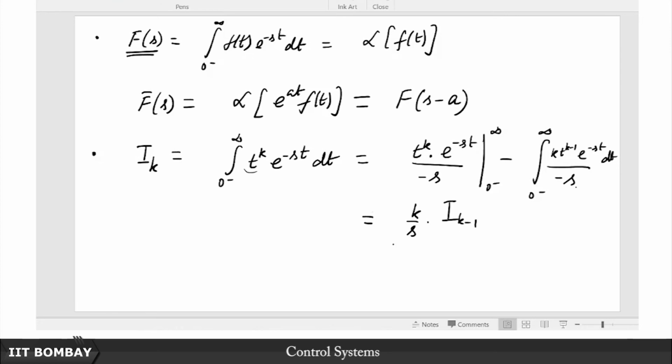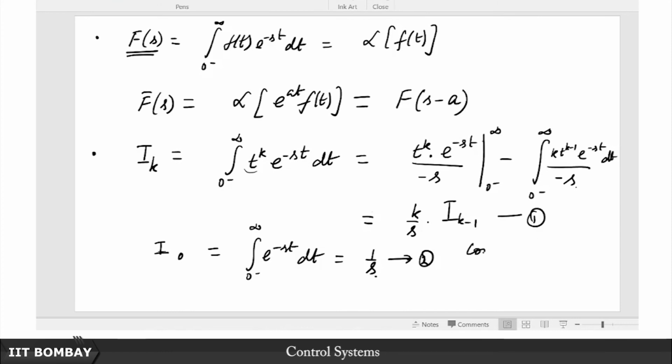So from this, if you know what your I_1 is, or rather you can start with I_0 for that matter. I_0 is pretty obvious, straightforward, isn't it? It is just t to the power 0, so it is the integral of e^(-st) dt. So we know what this is, we know that this is 1 by s. So you know I_0, you know the recursive relation, this is 1, and this is 2.